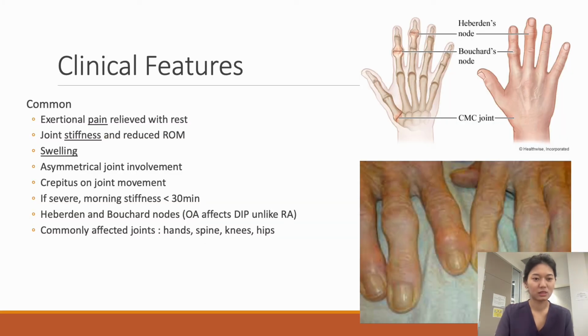Clinical features: the most common ones upon history would be exertional pain relieved upon rest, joint stiffness and reduced range of motion, and some swelling. Typically you might see asymmetrical joint involvement, perhaps some crepitus on joint movement on examination, and if it's very severe, you can have morning stiffness lasting less than 30 minutes. Typical findings on the hands include Heberden's and Bouchard's nodes, and it commonly affects joints such as the hands, spine, knees, and hips.